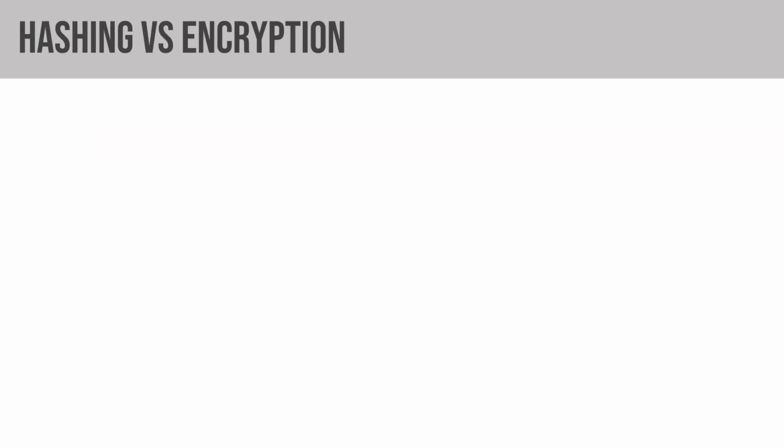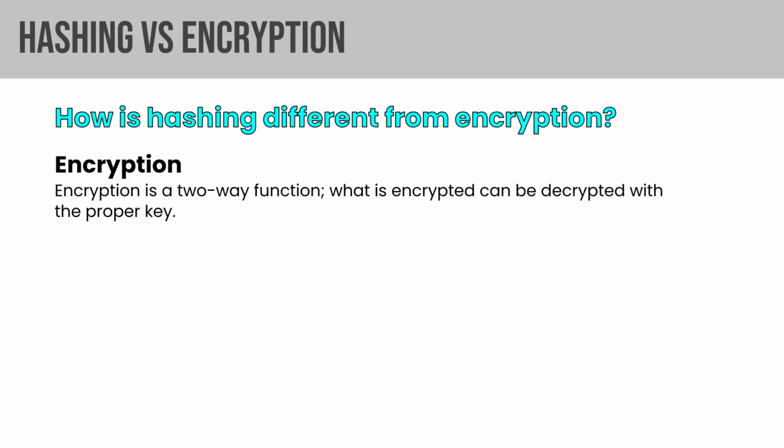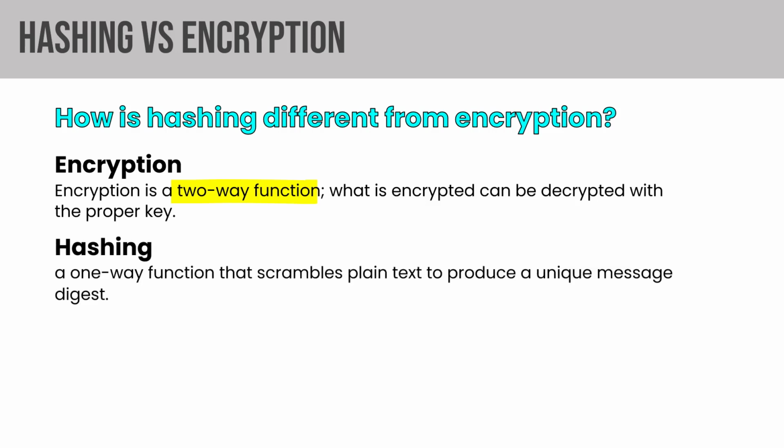So I want to talk about hashing for just a moment, and hashing versus encryption. It's important that you know the difference. Encryption is a two-way function. What is encrypted can be decrypted with the proper key. Hashing, on the other hand, is a one-way function that scrambles plain text to produce a unique message digest.